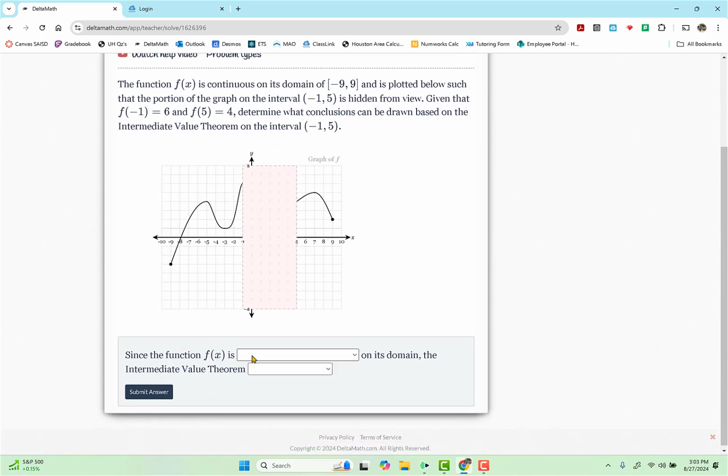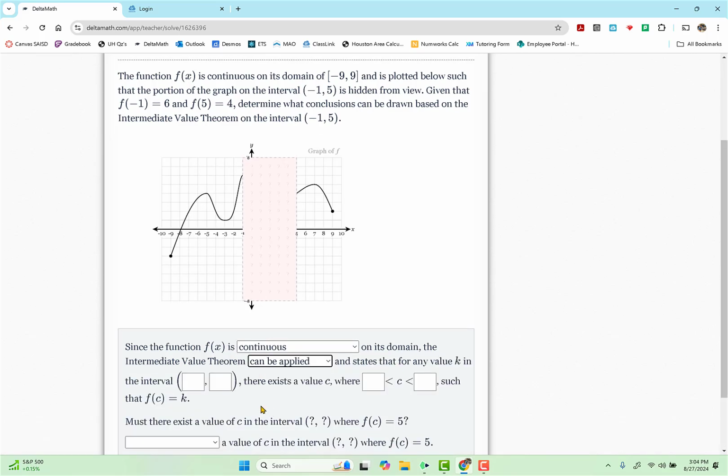So check it out. Since the function f of x is continuous on its domain, the intermediate value theorem can be applied on the interval, and states that for any value k, if you're wondering, what's k? K is y values. You always put the smaller value first. This is the smaller y value, so I'm going to put 4 here. And this is a bigger y value, so I'm going to put 6 here. Those are y values, because it says f of c equals k. There is the value c, and where's c from? From negative 1 all the way to 5. So I put 5 here, such that f of c equals k.